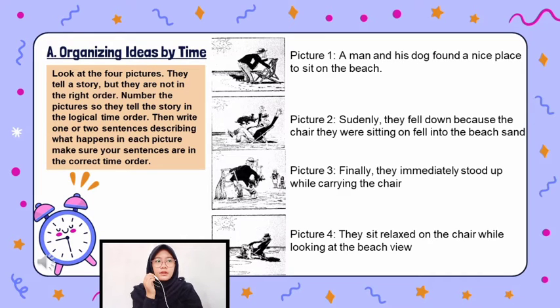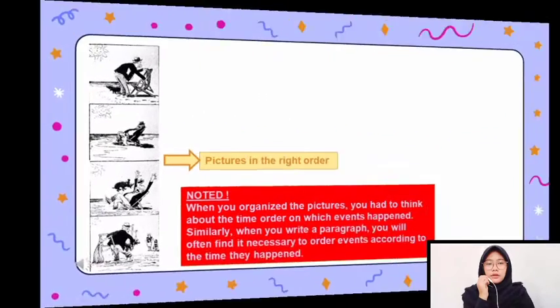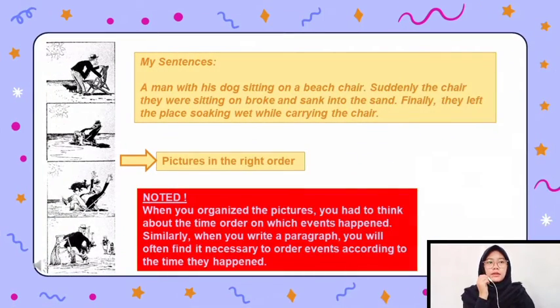Okay, we look at the first picture. A man and his dog found a nice place to sit on the beach. The second picture. Suddenly, they fell down because the chair they were sitting on sank into the beach sand. And the third picture, finally, they immediately stood up while carrying the chair. And the fourth picture, they sit relaxed on the chair while looking at the beach view. Alright everybody, now you can see the pictures in the right order.